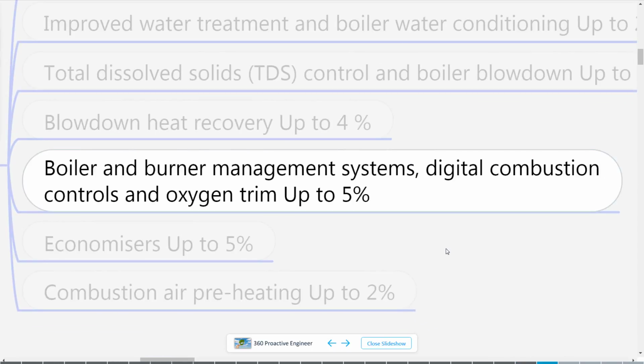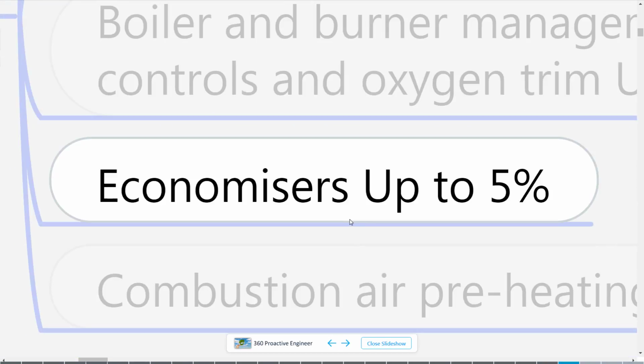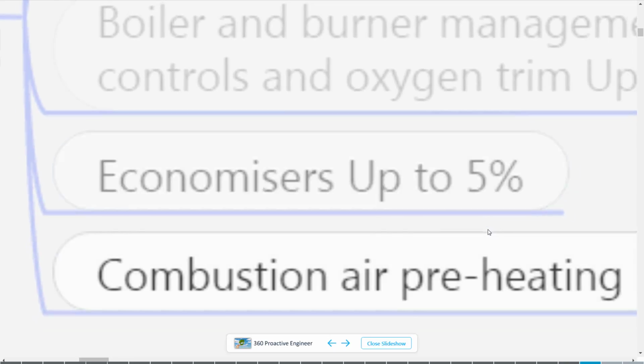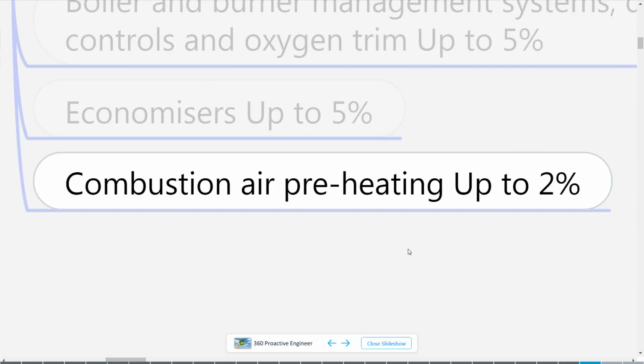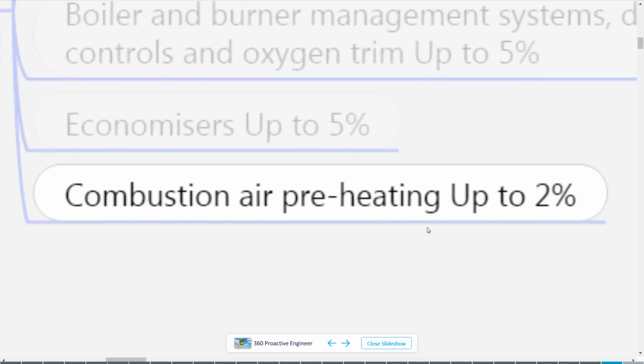Boiler burner management system or digital combustion control and oxygen trim, we can also reach 5% in the good case. If we are using economizers, this can also give us 5% saving. If we are preheating our combustion air, we can also add 2% to our saving via this action.